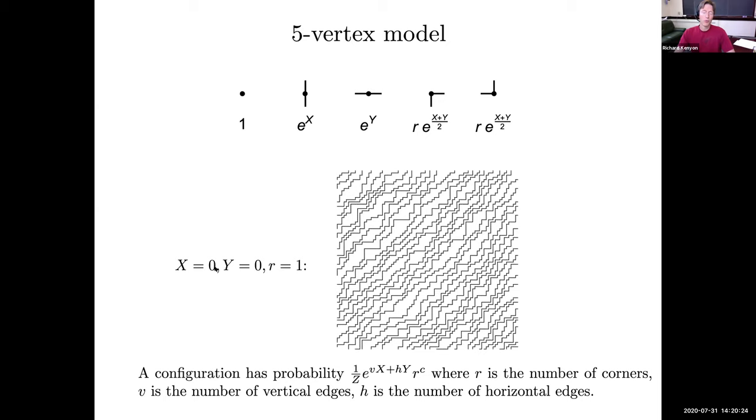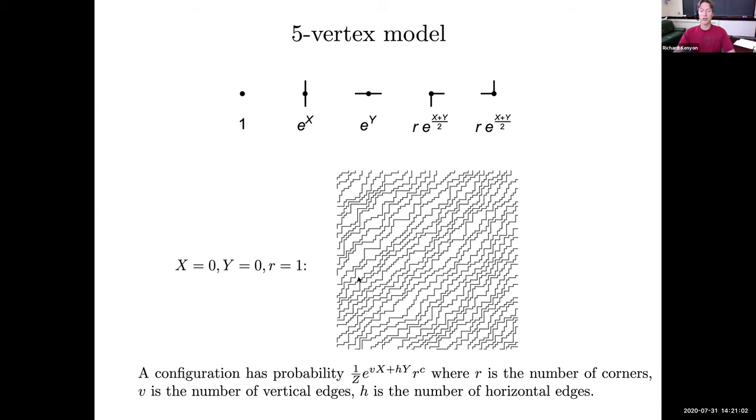All right, so what role do the parameters X and Y play? Well, they are going to play the role of the X and Y which I've been talking about in my previous lectures. They're like the vertical and horizontal magnetic field. So if you increase X, you're going to increase the number of vertical lines. So these monotone lattice paths which go through the lattice are going to have a higher horizontal density. And if I increase Y, they'll have a higher vertical density.